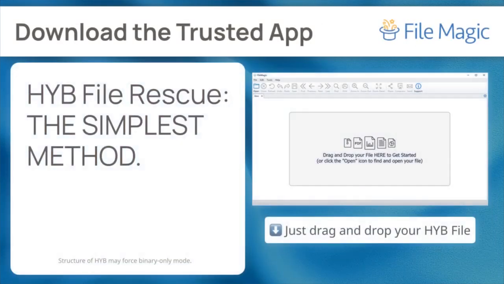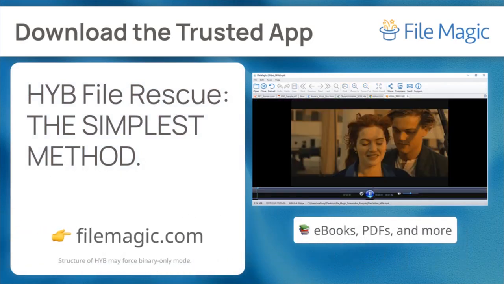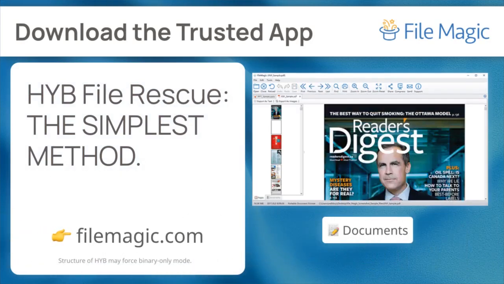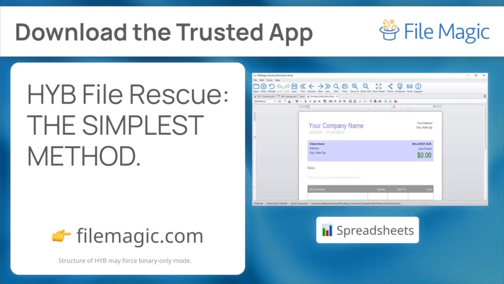When you still fail to open the file, you've hit a genuine format barrier. Your solution is a dedicated tool like File Magic, which uses advanced inspection techniques to access files that stump common applications. Download it at filemagic.com.